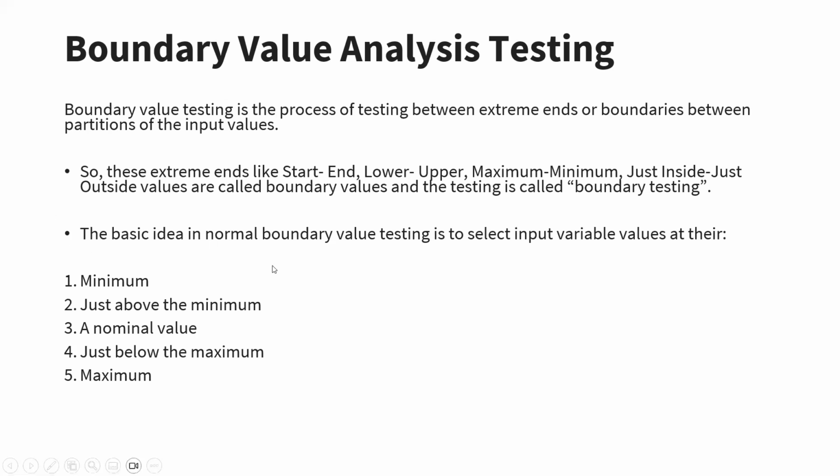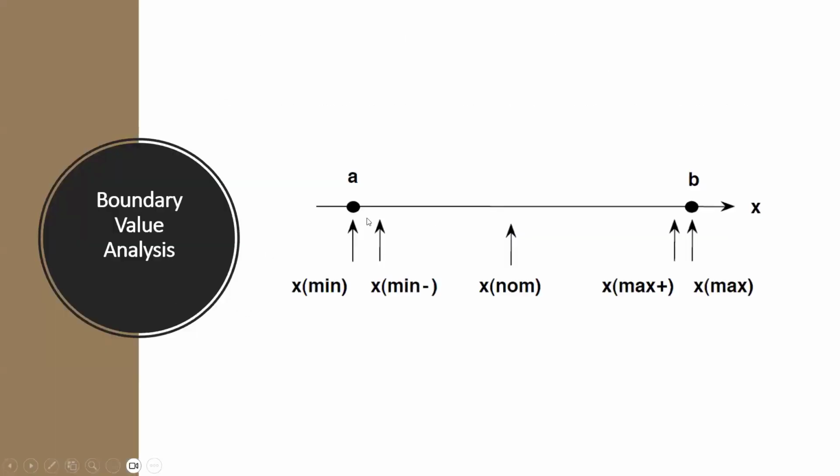The basic idea in normal boundary value testing is to select the input at the minimum value, just above the minimum, one nominal value, the maximum value, below the maximum, and just above the maximum. So these are the values we need to check. Like here, guys, we have the points A and B. We will check at this point, below this point, above this point. Again, this is the maximum one, below maximum, above maximum, and we will check one nominal value.